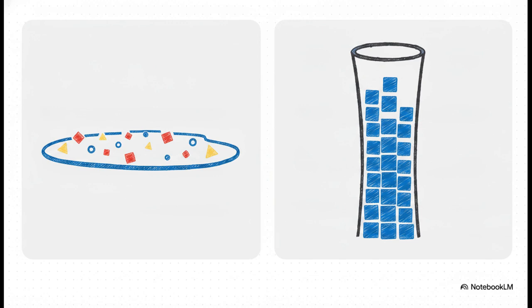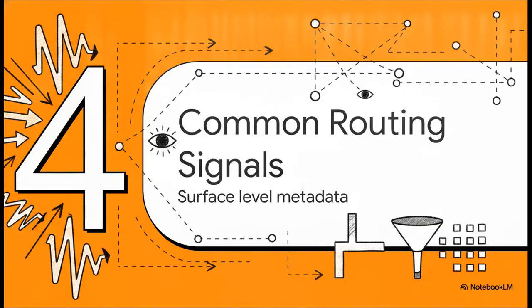Meanwhile, the destination software has a narrow but incredibly deep scope. A JSON parser knows absolutely everything about JSON grammar, but knows completely nothing about XML. The router relies on surface signals just to bridge that gap. Which brings us right to section 4, common routing signals.